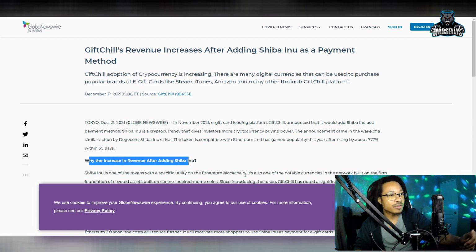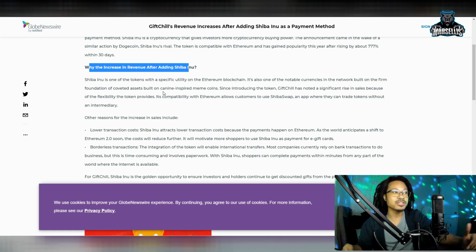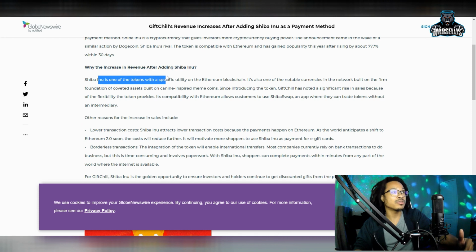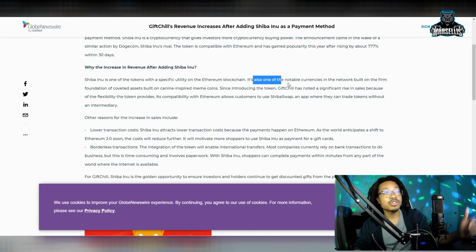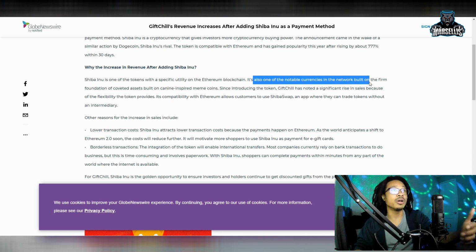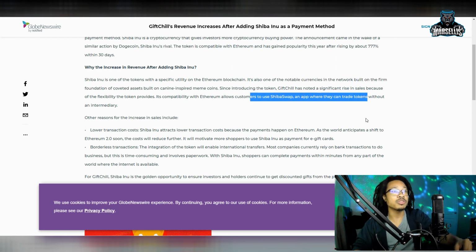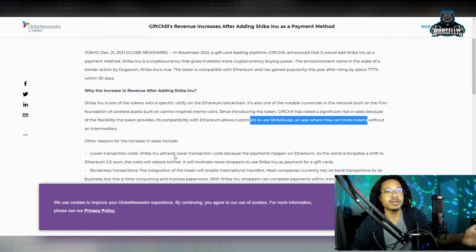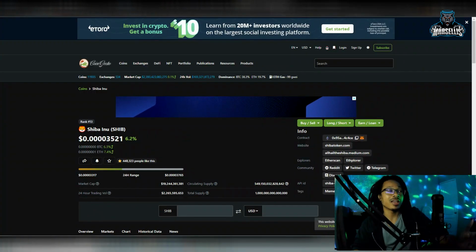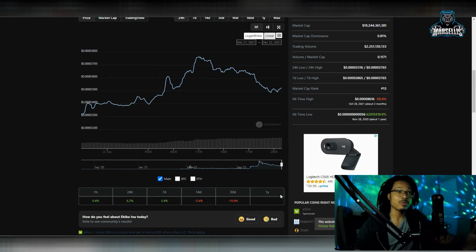So why the increase in revenue after adding Shiba Inu? Well, Shiba Inu is one of the largest tokens, so you've got to think about that. That's the main thing. But anyway, Shiba Inu is one of the tokens with a specific utility on the Ethereum blockchain. It's also one of the notable currencies in the network built on the firm foundation of converted assets built on the K9 theme, and so on. Shiba Swap is one of the reasons they added it, and a bunch of other good stuff, because Shiba Inu is one of the top currencies. That's pretty much all I've got for that. I don't want to read the whole article, because the video is getting a little bit longer right now.